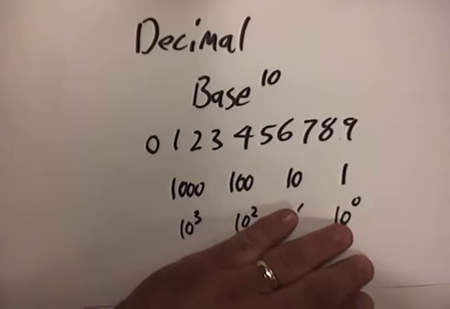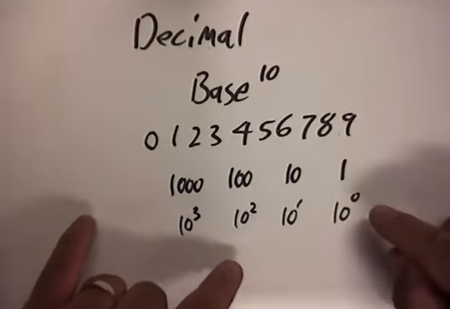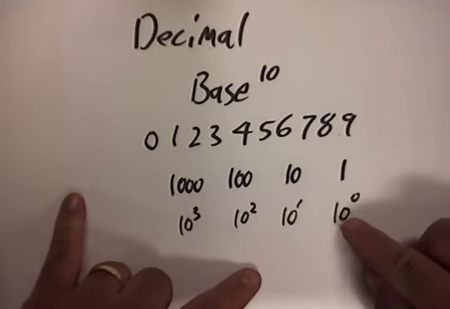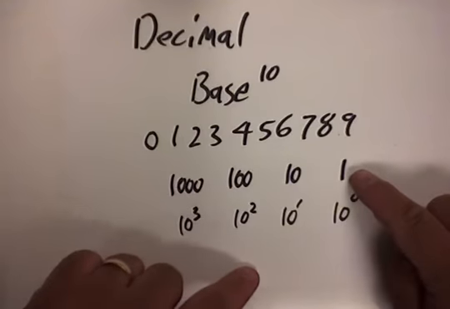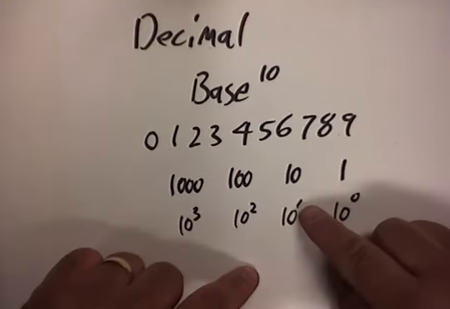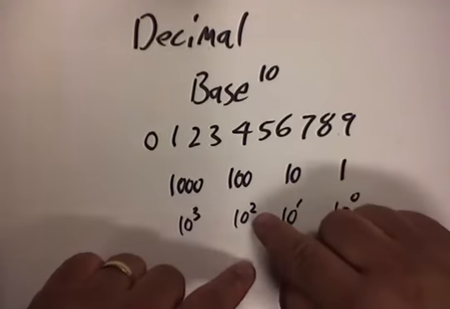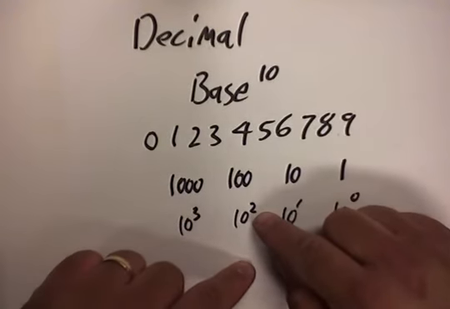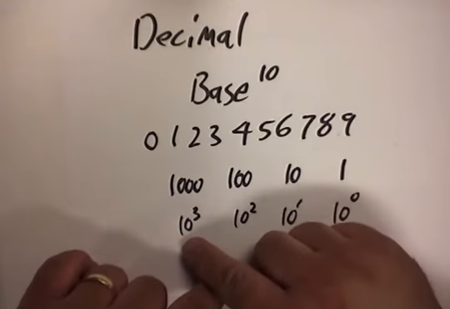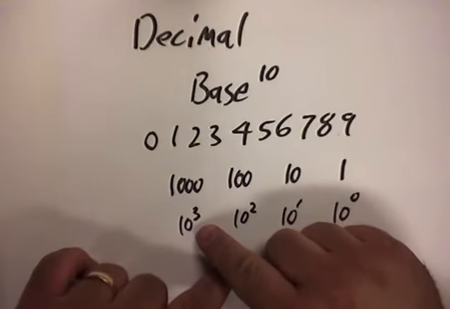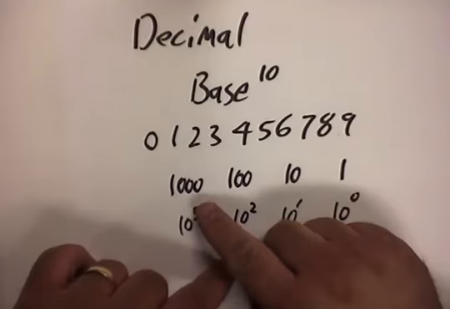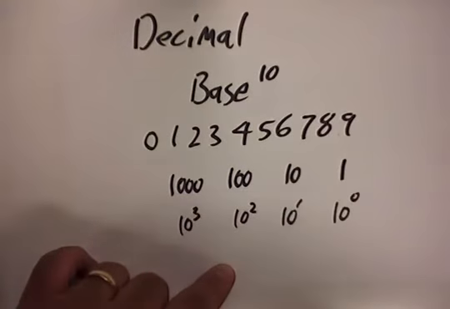And eventually, when we started learning algebra and exponents, we realized that 10 to the 0 power is really the ones column. That's how you get that. 10 to the exponent or power of 1 gives us the tens column. 10 to the power of 2 is 10 times 10, which is 100. 10 to the 3, which is really 10 times 10 times 10, is the 1,000. So there's our base 10 decimal number system that we work with every day.